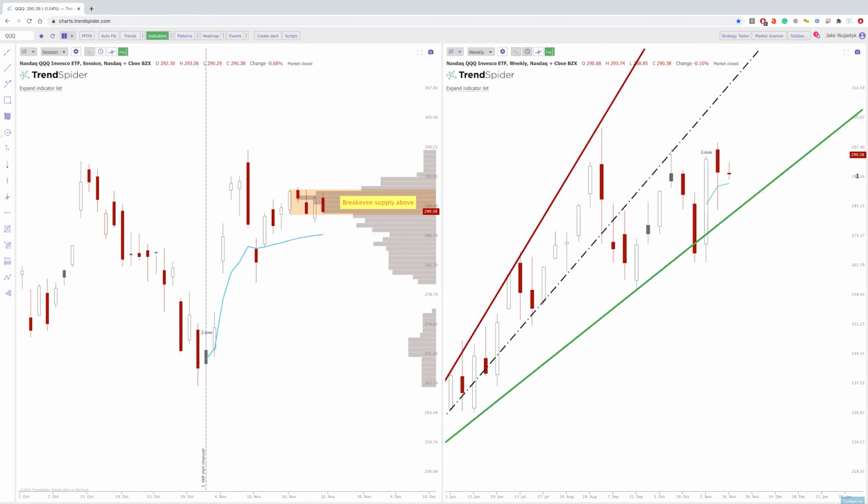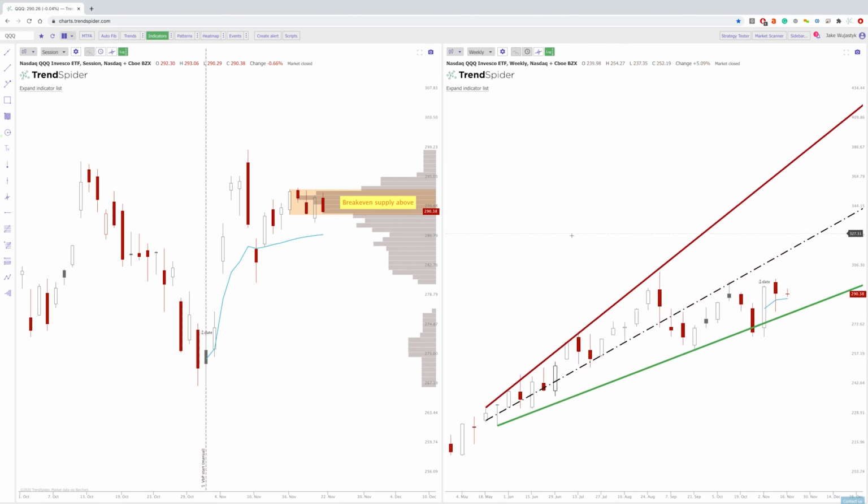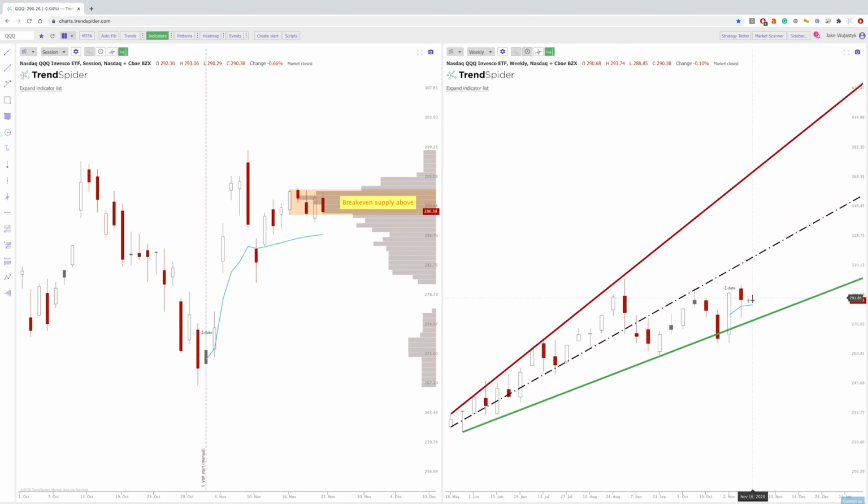Now, on the weekly side of things, we do have this broadening formation here. Really nothing, as I mentioned kind of last week, we can just chop around until we really break through this dashed line here. We could just chop around for months. So keep that in mind. The market doesn't always have to go straight up. It can just chop around for quite some time, especially with some of the uncertainties going on right now.